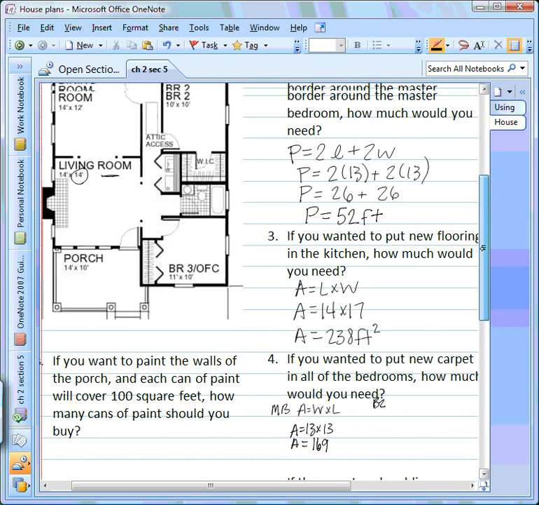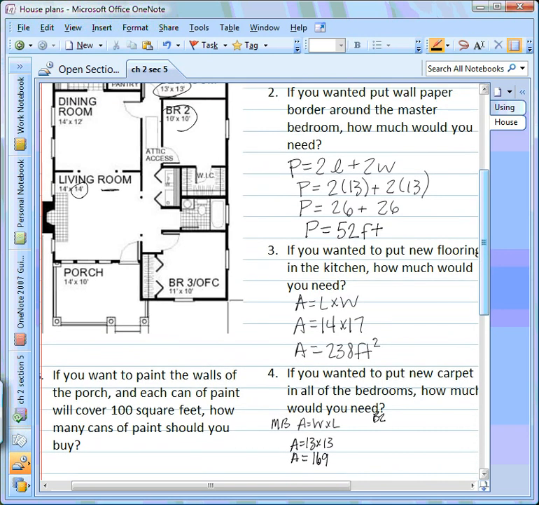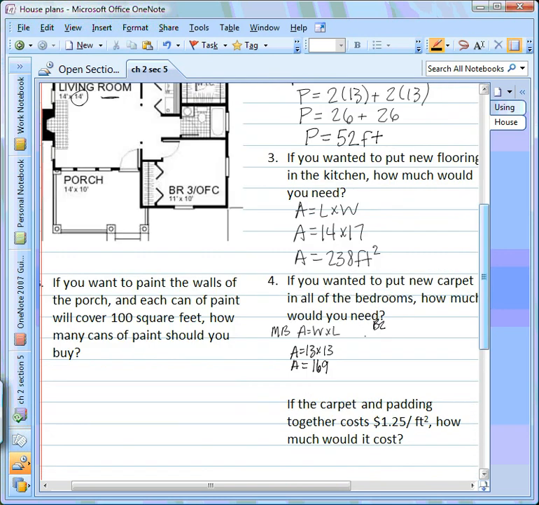Let's go up and see what bedroom 2 looks like. Bedroom 2 is here, measures 10 by 10. So our area equals length times width. Our area equals 10 times 10. And we multiply that out and we get 100 feet squared. I should probably have this one labeled feet squared also. And then we look at our third bedroom, which is right here. It's 11 by 10. So area equals length times width. So it equals 11 by 10. That equals 110 feet squared.